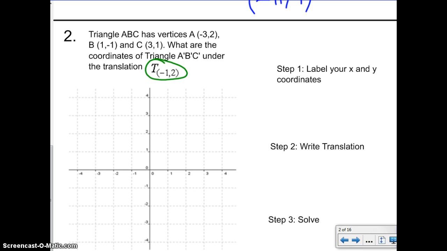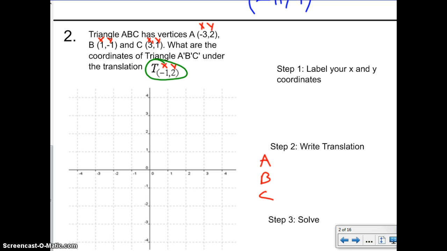Step one, still label your X's and Y's. So we go back to the problem. That's an X and a Y. We have an X and a Y here. And then 3 is our X and 1 is our Y. And then also don't forget about the translation. There's your X and there's your Y. And now what you're going to do once again is match up your X's and Y's. Now the key is to understand that we're going to do a translation for point A, a translation for point B, and a translation for point C, but they're all the same translation, so you're going to be okay.